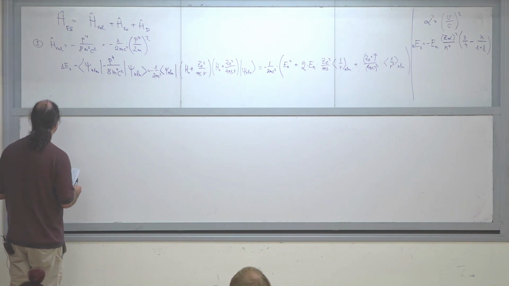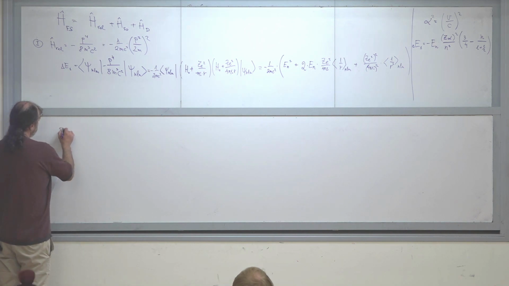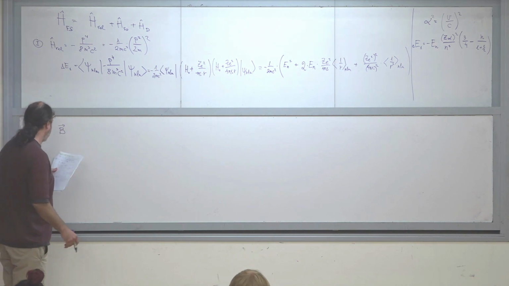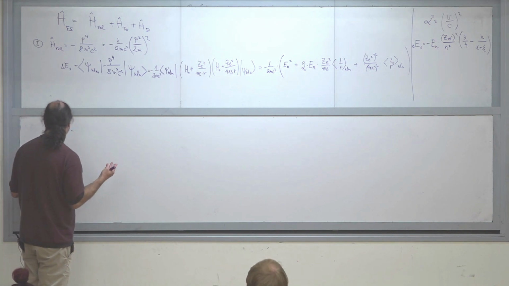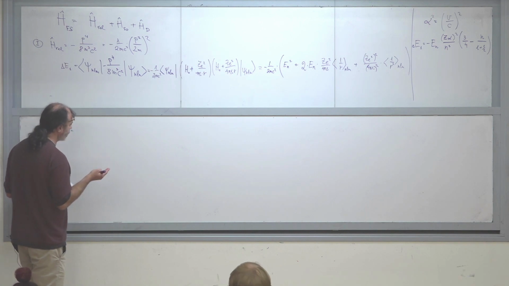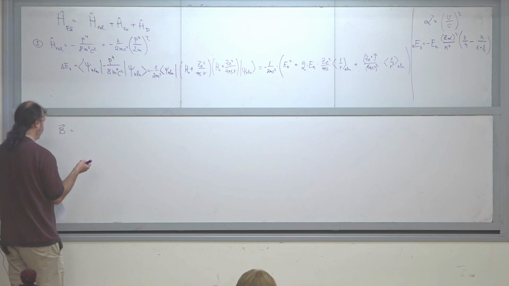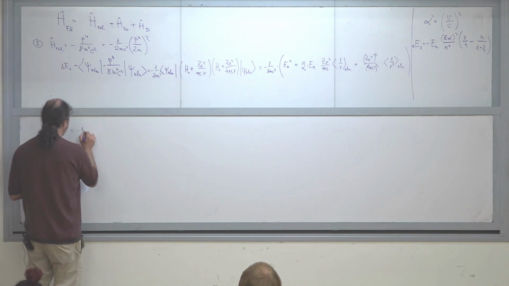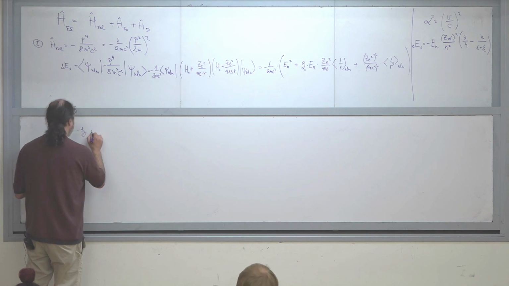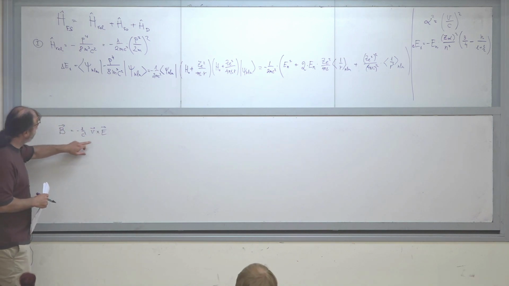In order to treat this, we need to write the magnetic field as a derivative of the electric field, due to the Lorentz transformation in the rotating frame. So the magnetic field will be equal to minus 1 over c squared multiplied by v cross E, where E is the electric field.